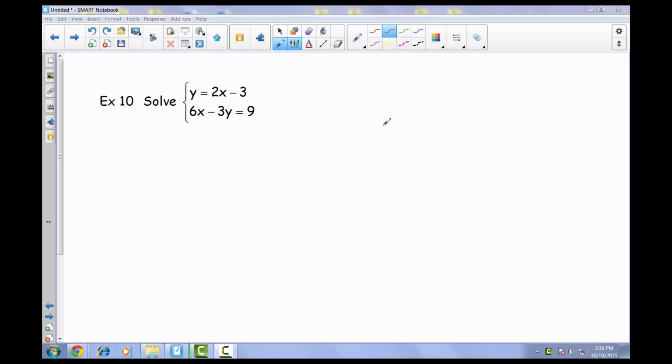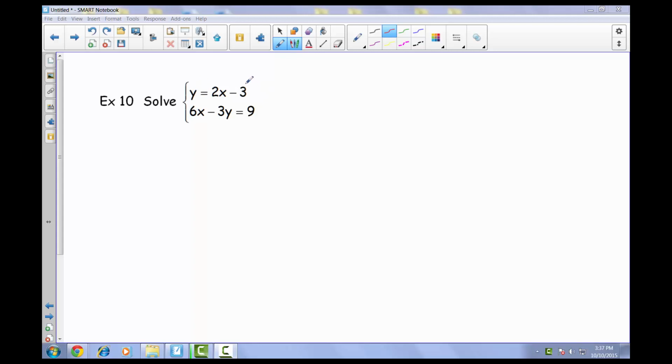Here we are looking at example 10 from our 3.1 and 3.2 set of notes. We're asked to solve this system of equations. Now again, we're not told which method to use, so we actually have some choices here. In just looking at this particular problem though, I noticed that one of the variables is already solved for. So y is equal to 2x minus 3.